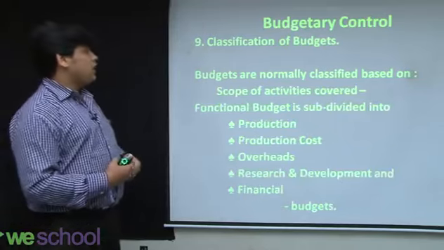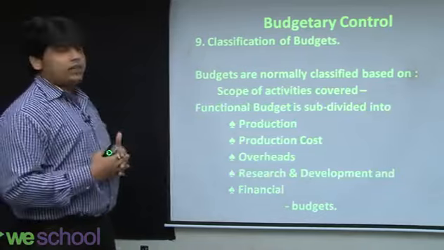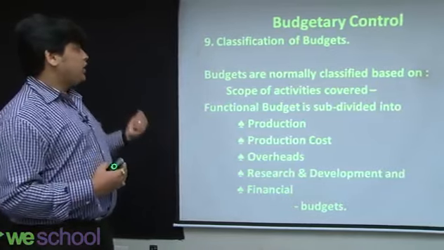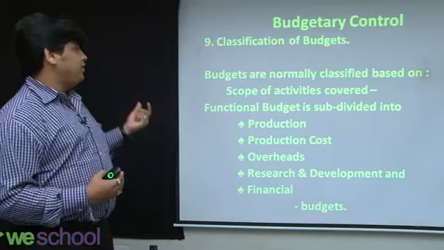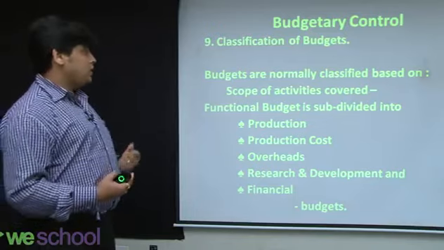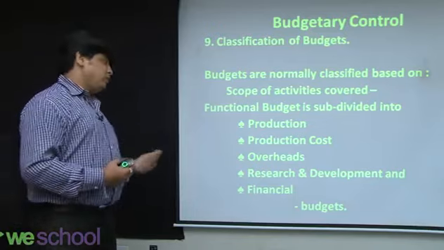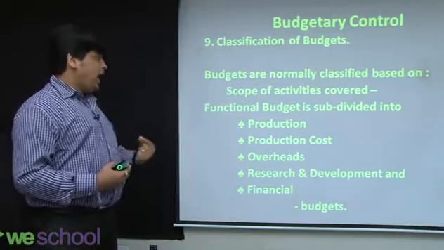Then budgets are normally classified on the basis of scope of activity. Scope of activity means functional budget is subdivided. As I told you, production budget, production cost budget, overhead budgets, research and development budgets, and financial budget.